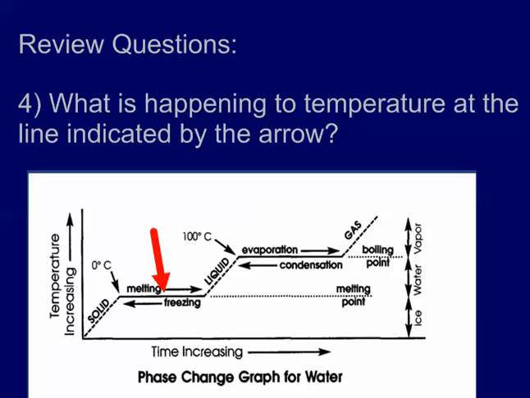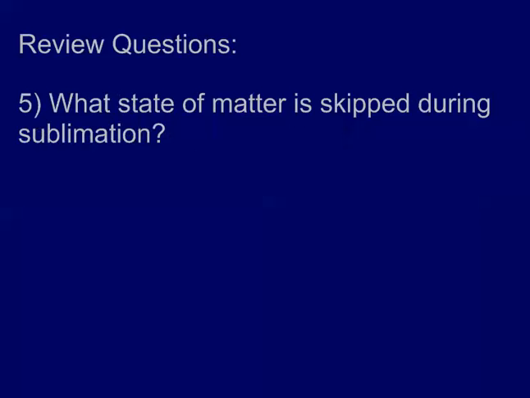On this phase change graph, what's happening to the temperature at the point indicated by the arrow? So here along this line, what is happening to temperature? And number 5, what state of matter is skipped during sublimation?